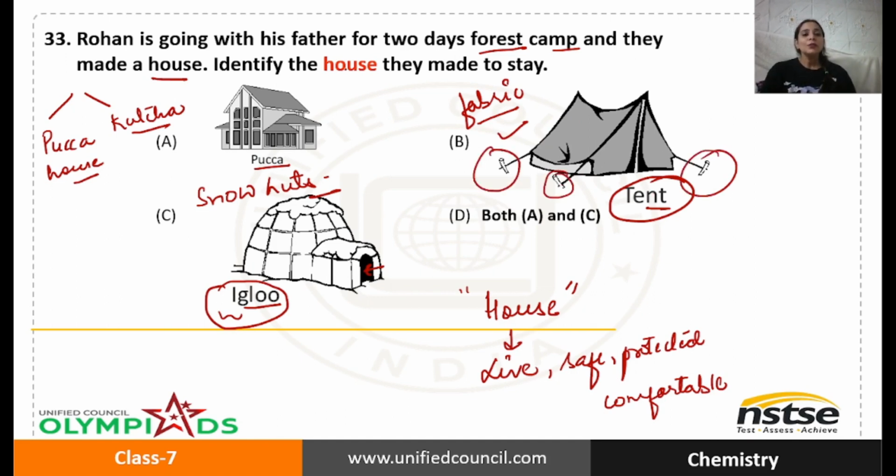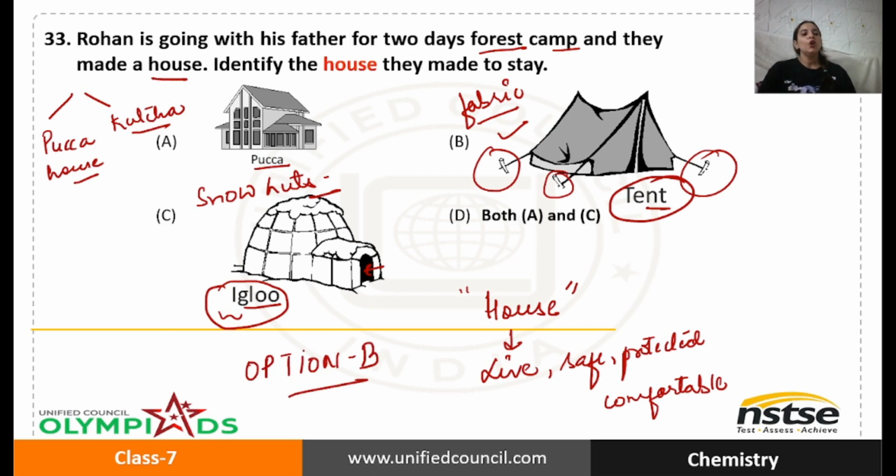Now Rohan is going with his father for a 2 days forest camp. So he is not going to stay there for a long time. So what kind of house will he use to stay? Obviously it will be a tent house. So which option is correct?